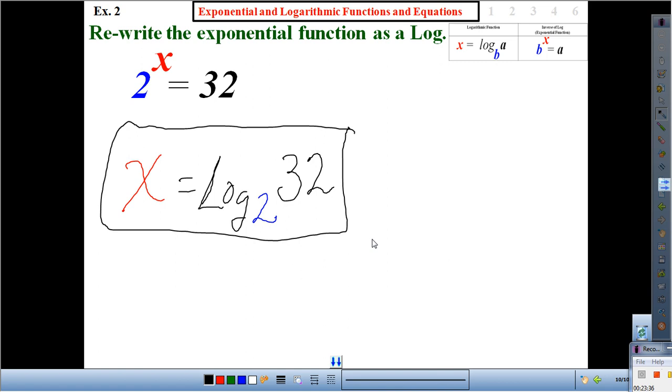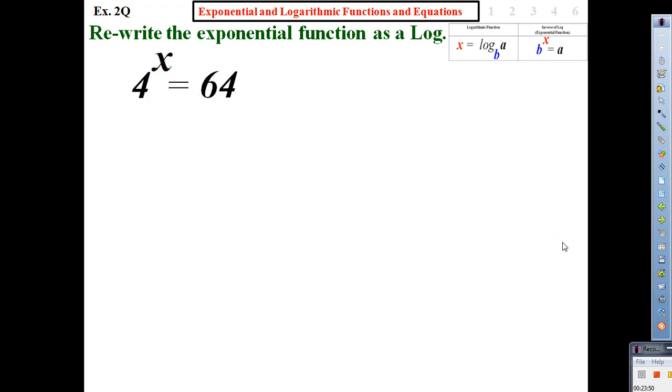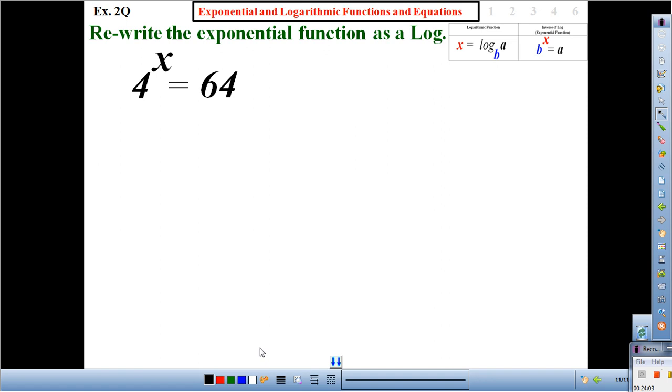Very simple? Yeah, right? All right, do this next one by yourself. Example 2Q. If you want to pause the video at this time, pause it if you need more time. There it is, example 2Q, and it says again, rewrite the exponential function as a log, and the exponential function given is 4 to the x power equal to 64. Pause the video if you need more time to write it down.